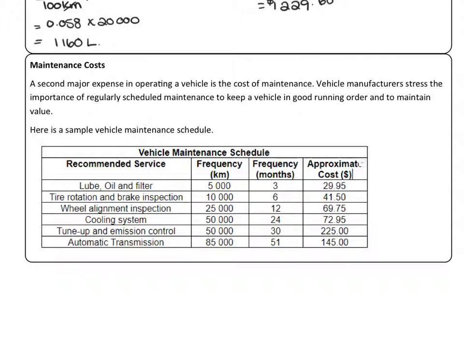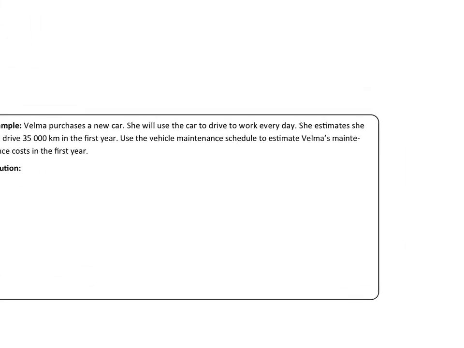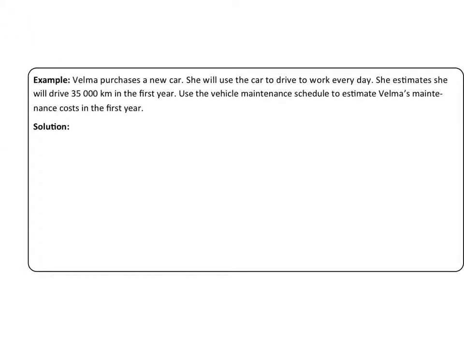But I'm going to move to the second page because I'm going to show you how an example works. So on the second page, Velma purchases a new car. She will use the car to drive to work every day. And she estimates that she's going to drive 35,000 kilometers in the first year. We're going to use the maintenance schedule on the other page to figure out what her maintenance costs are for the first year, just the maintenance.